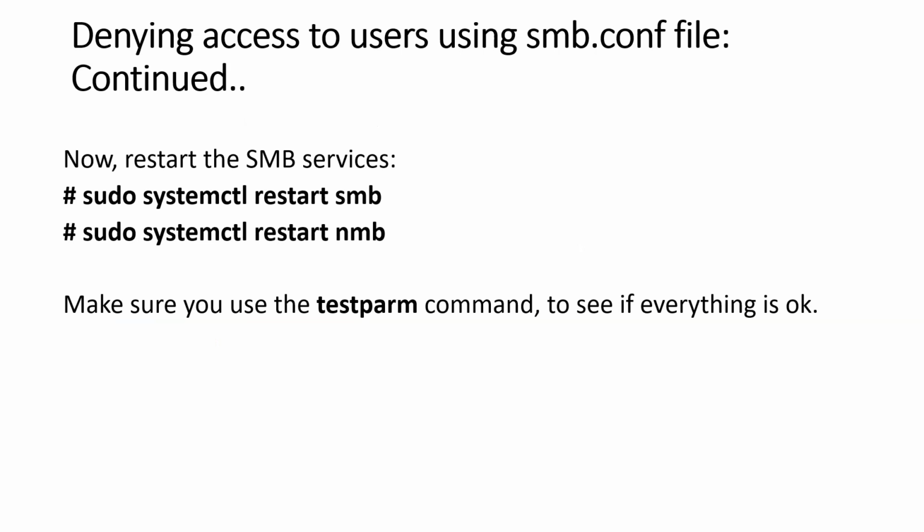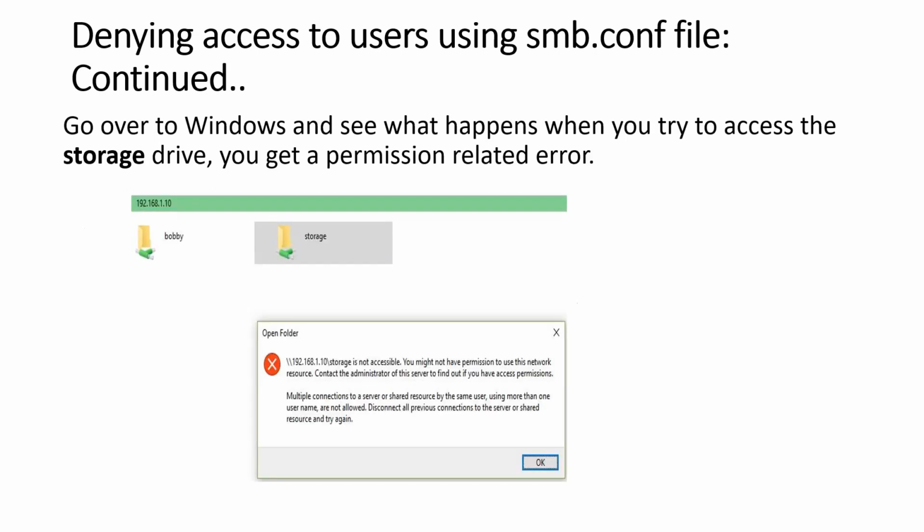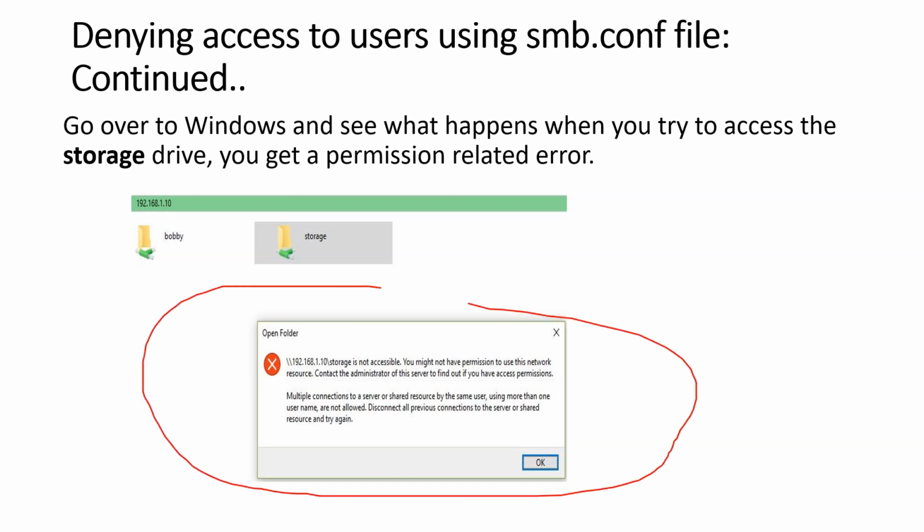Now restart the Samba services, sudo systemctl restart smb, sudo systemctl restart nmb. Make sure you had used the testparm command to see if everything is okay. Now go over to Windows and try if you can access the storage drive. No, you can't. You get a permission related error, and that's what we wanted. Thank you so much.